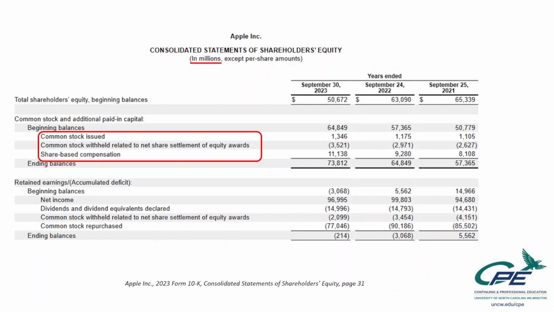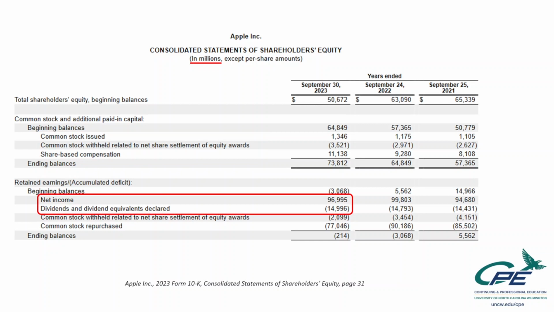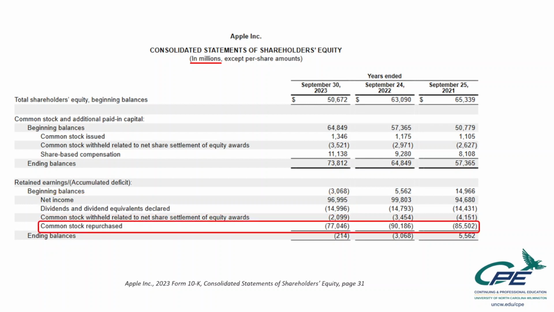And they show several transactions during the year that resulted in additional stock being issued or withheld. In the retained earnings section, they have the usual transactions of net income increasing the balance and dividends decreasing the balance. And then we see what I suspected was the cause for their retained earnings balance going negative in total.